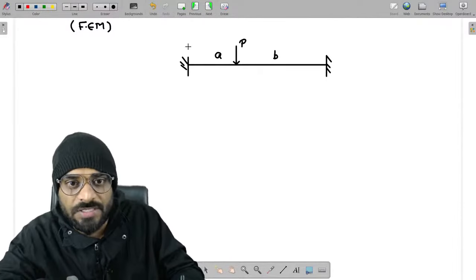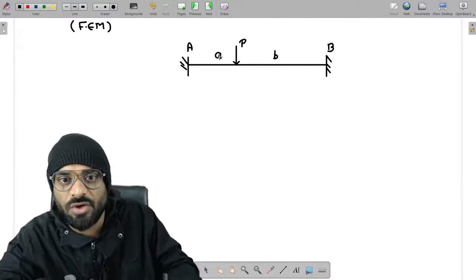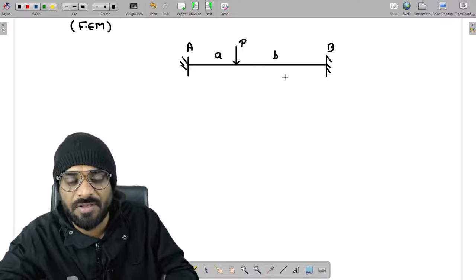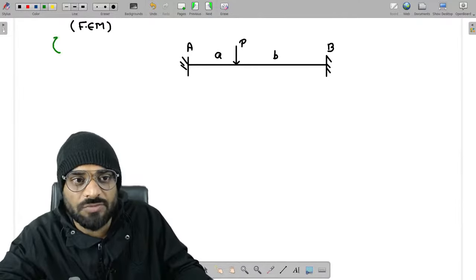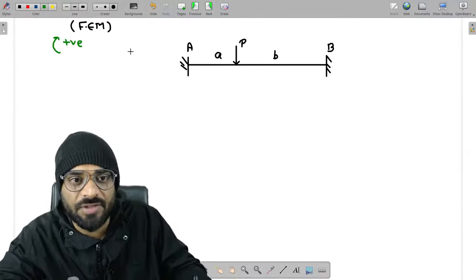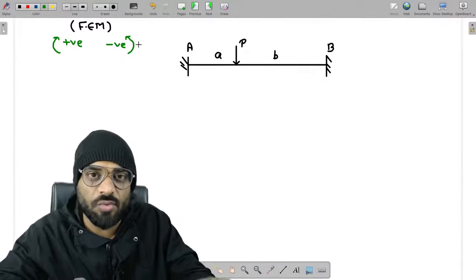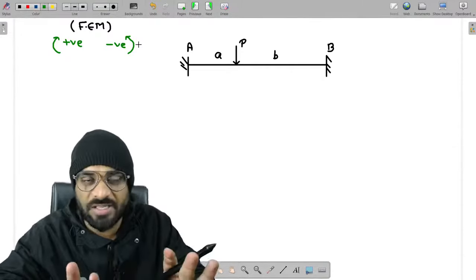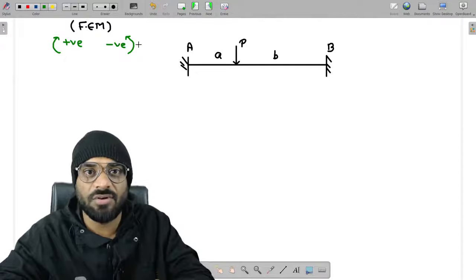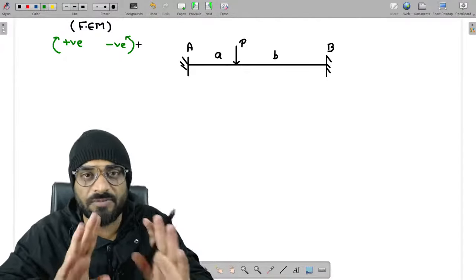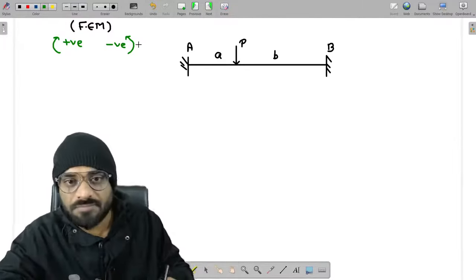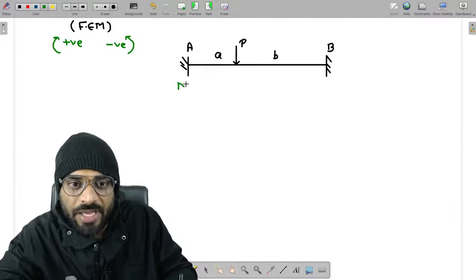Let us suppose this end is A, this end is B. Due to this particular load, what should be the value of fixed end moment at A and at B? Please remember, if you have a clockwise moment, consider it positive. If anti-clockwise, then it is negative. It doesn't mean clockwise means sagging or anti-clockwise means hogging. It is just a sign of the direction of moment. Clockwise positive, anti-clockwise negative. Very simple.